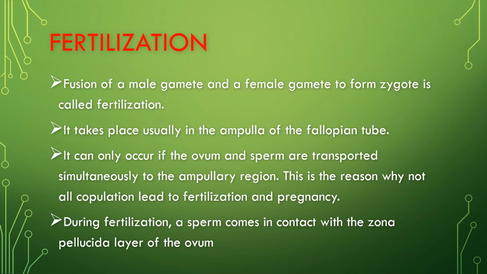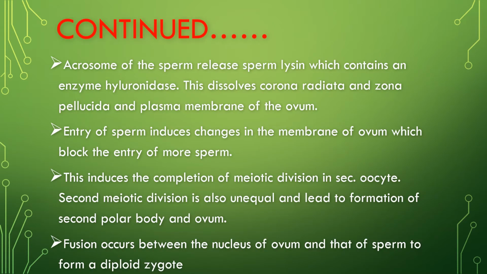Now let us consider that the fertilization occurred. The sperm comes in contact with the membranes of the ovum. The outermost membrane is the corona radiata, then the zona pellucida, and the innermost one is the vitelline membrane, or we can call it the plasma membrane. Only one of the sperm will fuse with the ovum.